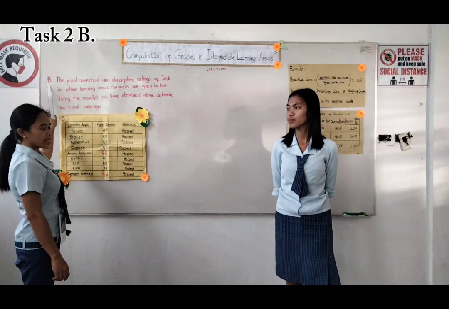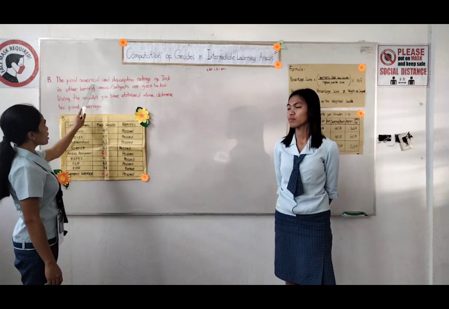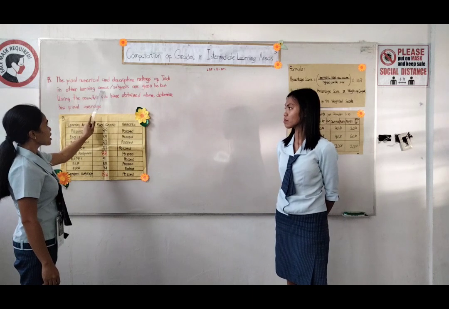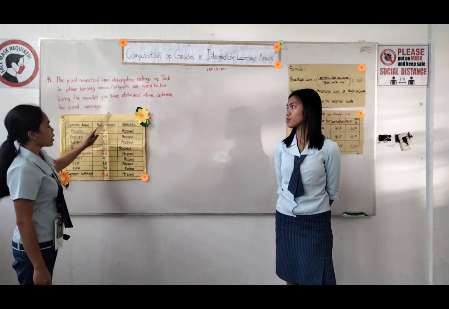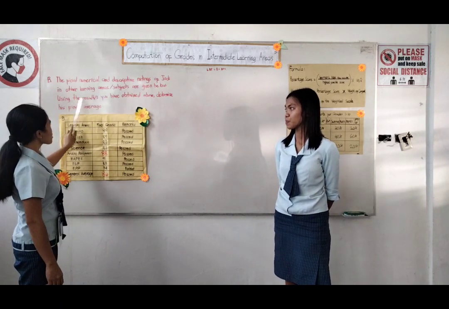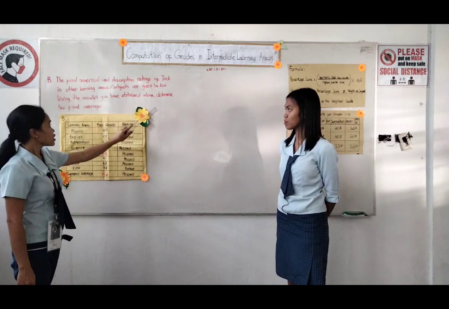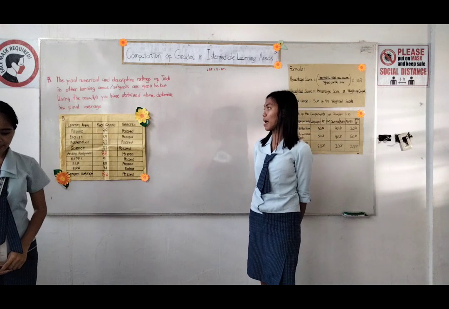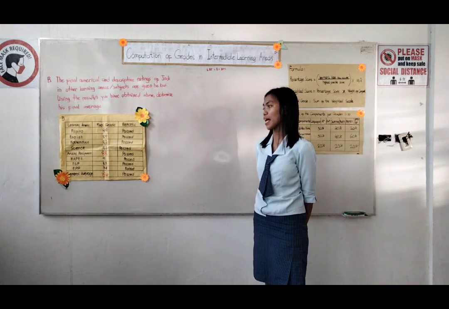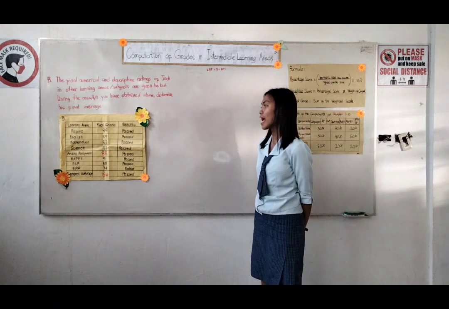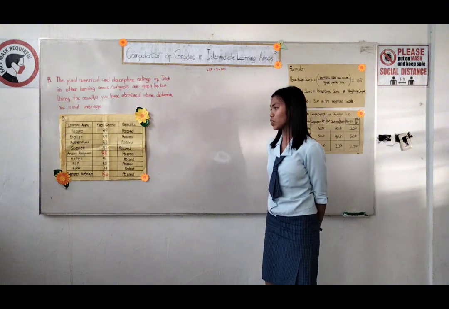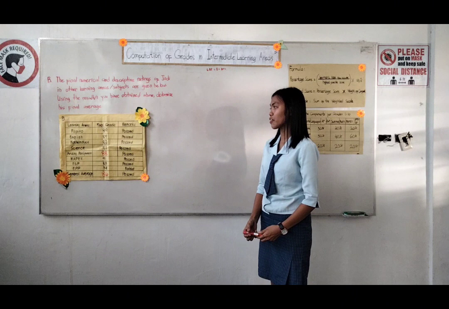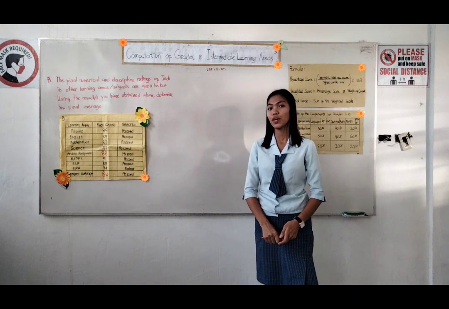Task 2B. The final numerical and descriptive ratings of Ed and other learning areas or subjects are given below. Using the results you have obtained, determine his final average. So we found that the final grade of Miss Blythe in Araling Panlipunan is 88 and the remark is passed. So in order to get the general average of Mr. Judy, we need to add the final grade from Filipino to EPP.